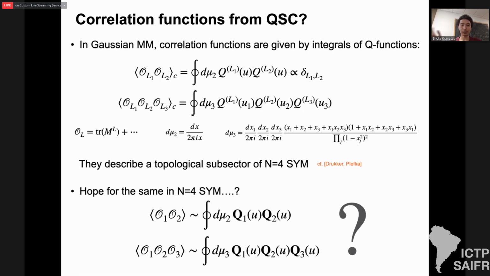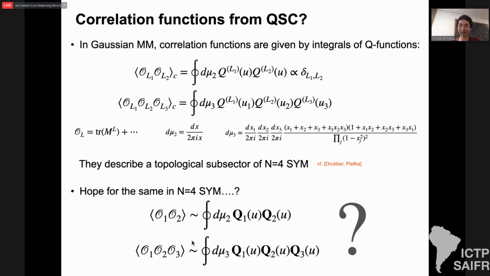Another nice feature: in the case of the Gaussian matrix model, the correlation functions are also given by integrals of the Q function. This you can show using simple matrix model techniques. For example, the two-point function is given by an integral with this measure, whereas the three-point function is given by an integral with this measure. And I should emphasize that this is not just made up, because they actually describe a topological subsector of N=4 super Yang-Mills. So given this, it's natural to hope that maybe something similar is also true for N=4 super Yang-Mills. For example, maybe we can write some expression like this.